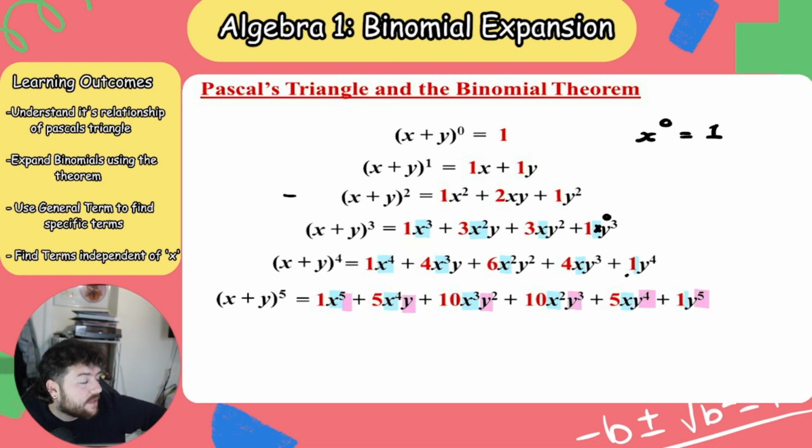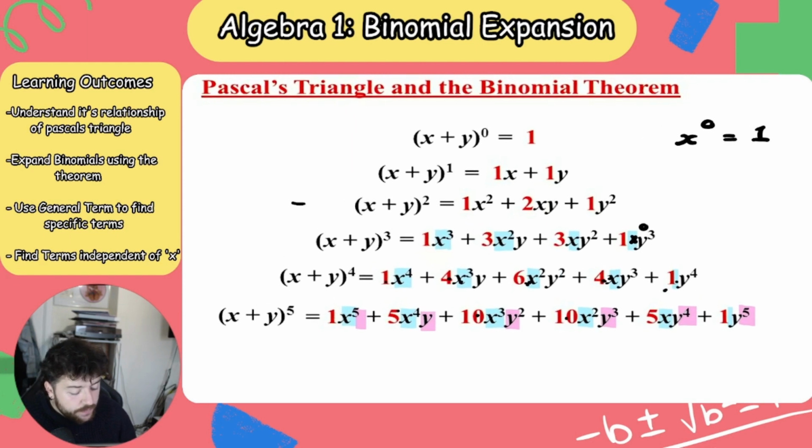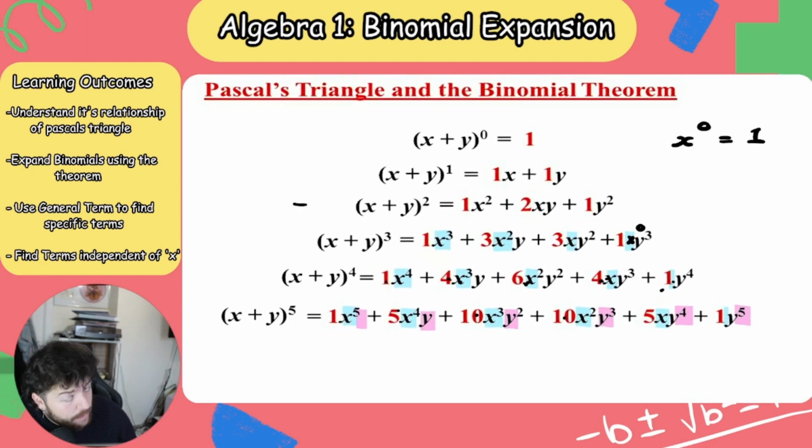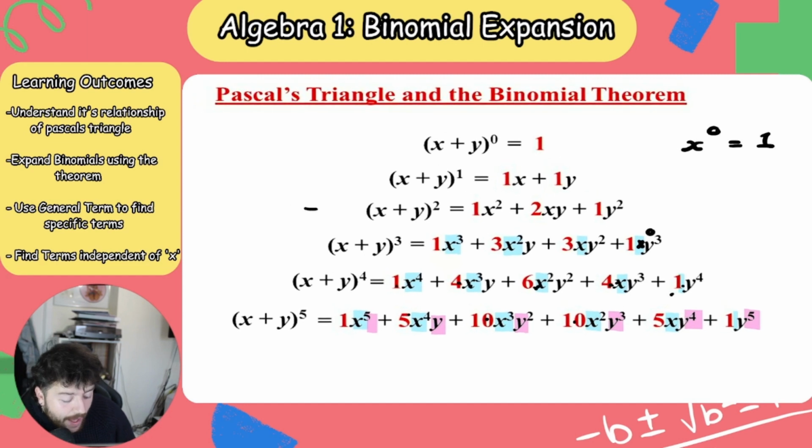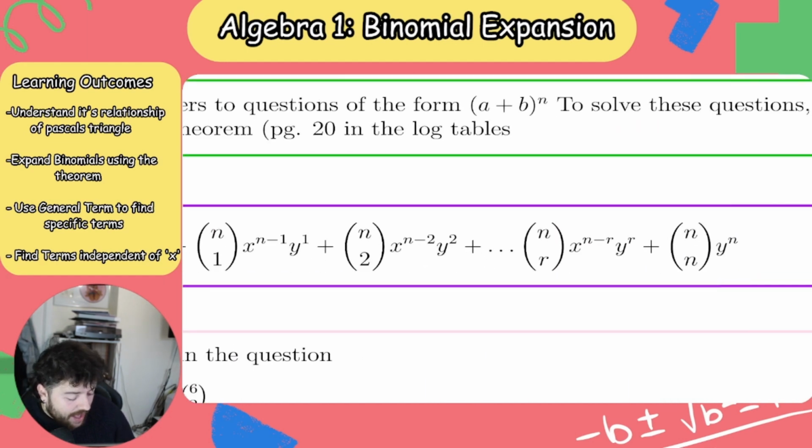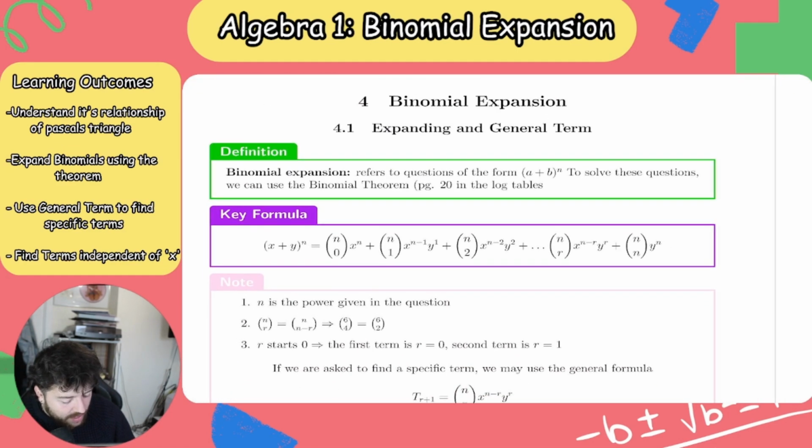So while the first term goes down, the second term goes up, and the coefficients can be determined by adding. So 1 plus 4 is 5, 4 plus 6 is 10, 6 plus 4 is 10, 4 plus 1 is 5, and it has to end in 1. You could remember this whole Pascal's triangle, but who has the effort for that? So that's why we have this handy little binomial expansion formula.